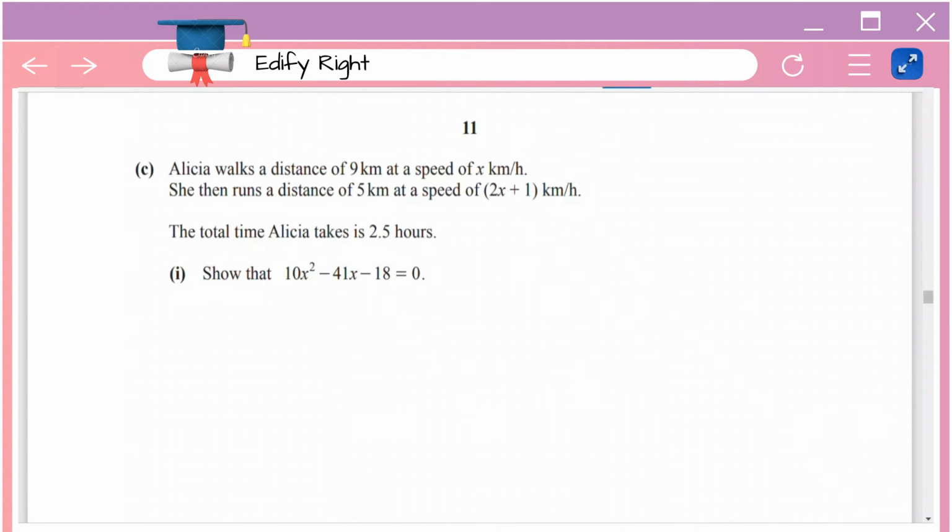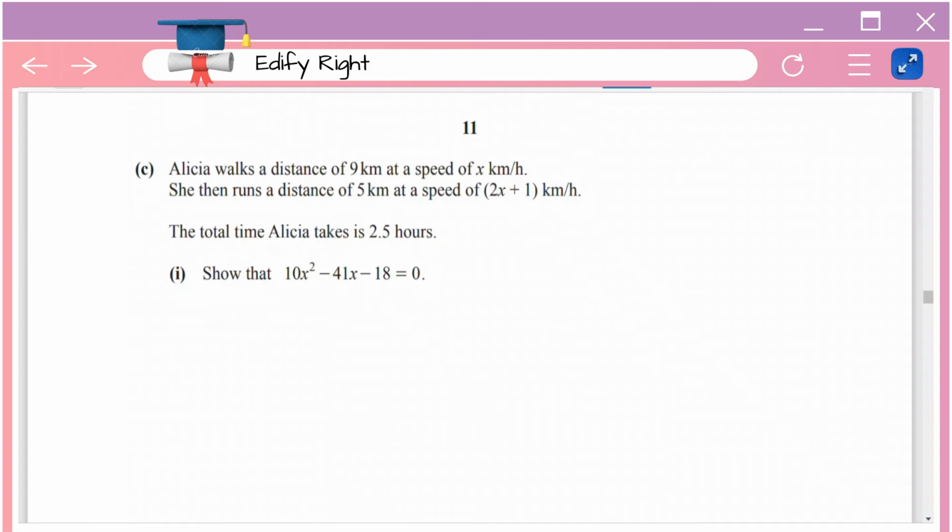Next, we have Alicia walks a distance of 9 kilometers at a speed of X kilometers per hour. She then runs a distance of 5 kilometers at a speed of 2x plus 1 kilometers per hour. The total time Alicia takes is 2.5 hours. Show that 10x square minus 41x minus 18 equal to 0.